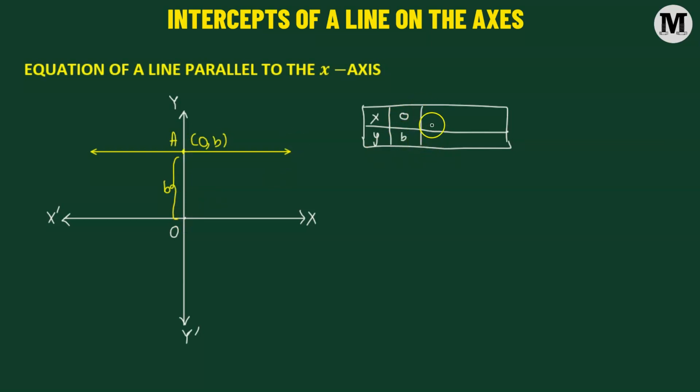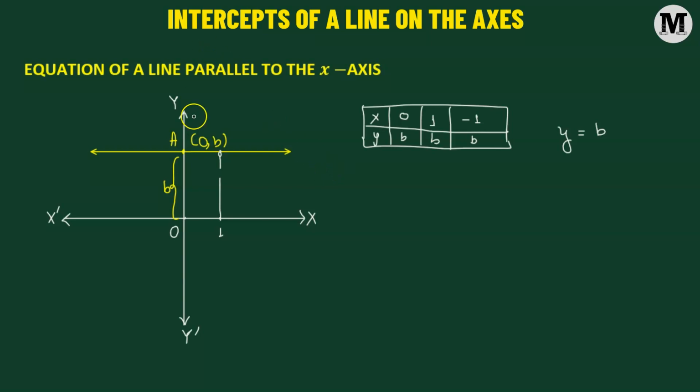Let's say if we take the value of X as 1, then the corresponding value of Y is still going to be b. And then if we consider X to be -1, we again get b. So no matter what values of X we choose, we are always getting the value of Y equal to b. So from this particular table, we can say that the equation of the line is going to be y equals b. So this is the tabular method from which we can find the equation of the line which is parallel to the x-axis, and it's given by y equals b.